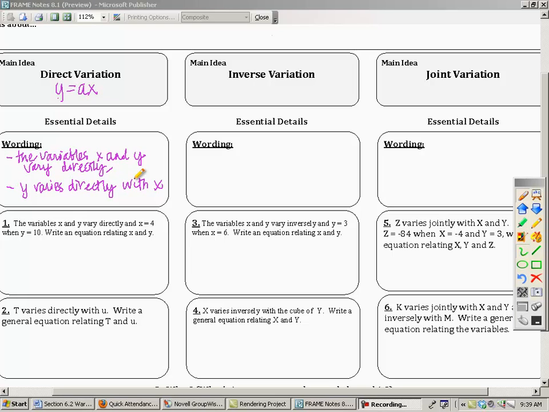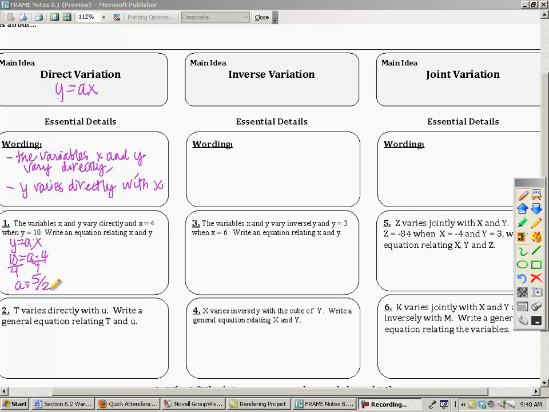So I want to walk back to chapter 1 for a minute and talk about how to set this up. Okay, so in number 1, the variables x and y vary directly. That means we are starting with the general equation y equals a times x. Now we tell you x equals 4 and y equals 10. The reason we give you those numbers is to find the value of that constant a. So I'm going to stick in what I know. 10 equals a times 4. When I divide by 4, a equals, now I'm going to reduce my fraction because 10 divided by 4 is the same thing as 5 divided by 2.